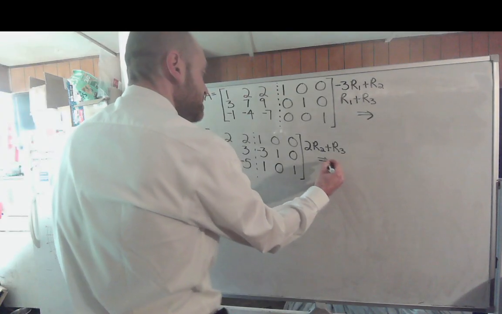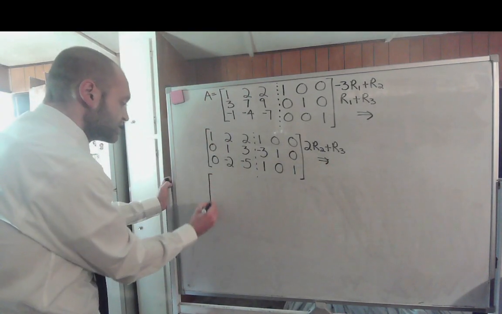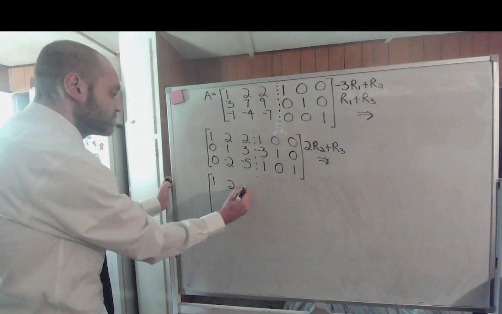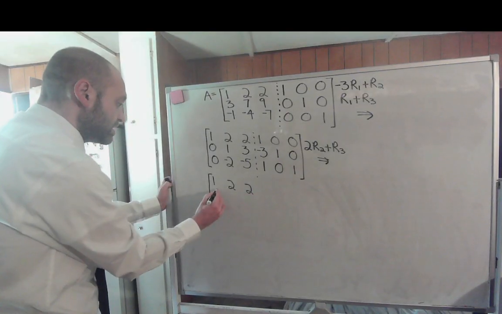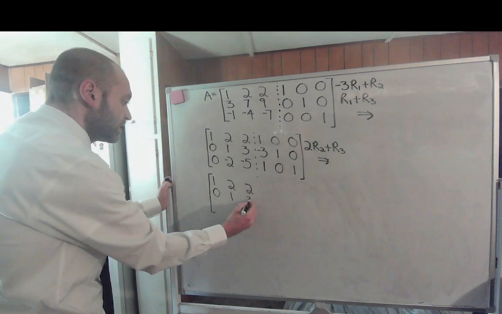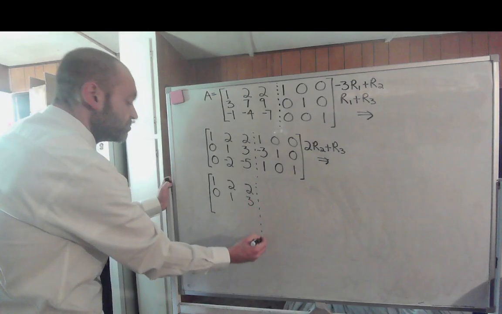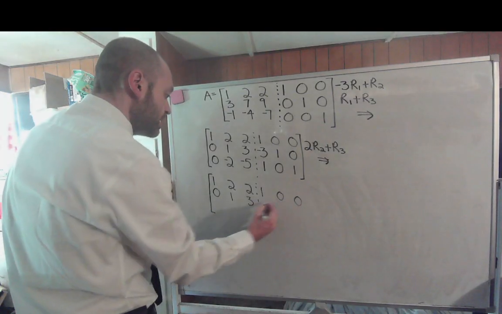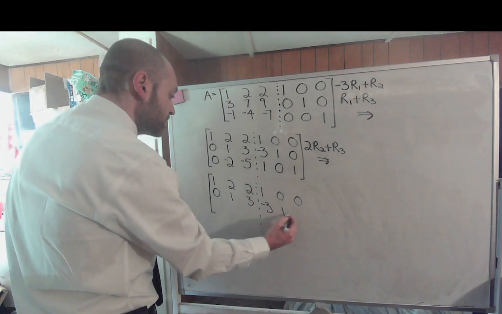So let's go ahead and perform those row operations here. Row 1 is left alone temporarily. You have 1, 2, 2, 0, 1, 3. I guess I better put stuff to the right of my augmented line. You'll have 1, 0, 0, negative 3, 1, 0.